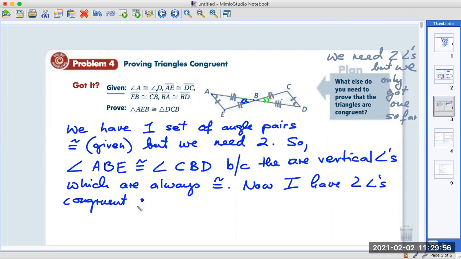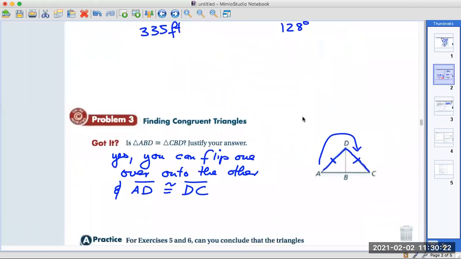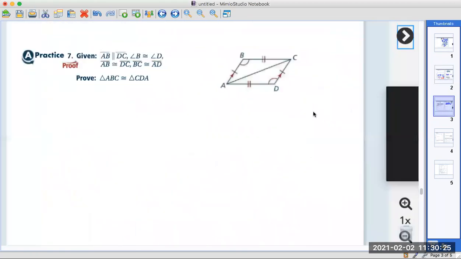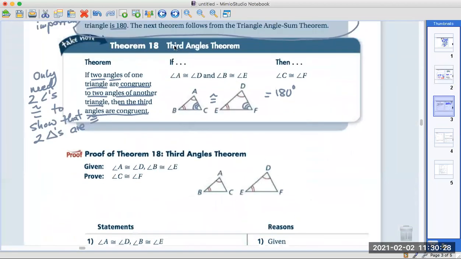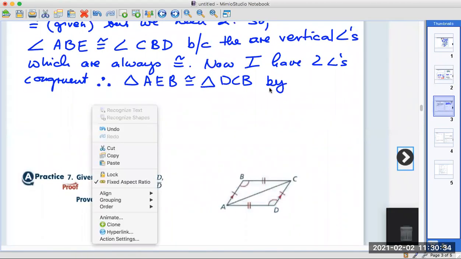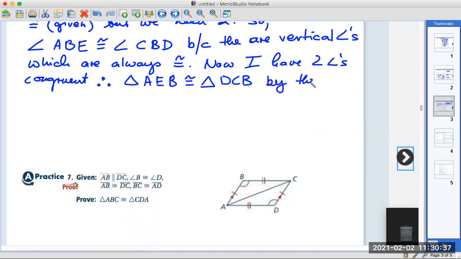And therefore, this is triangle AEB. All I need is two angles. Remember that last theorem? The third one is automatically congruent to DCB. I'm just copying what I'm proving from up here. By, what was that theorem called? I'm looking for the name. Oh yeah, third angles theorem. That's a paragraph proof.